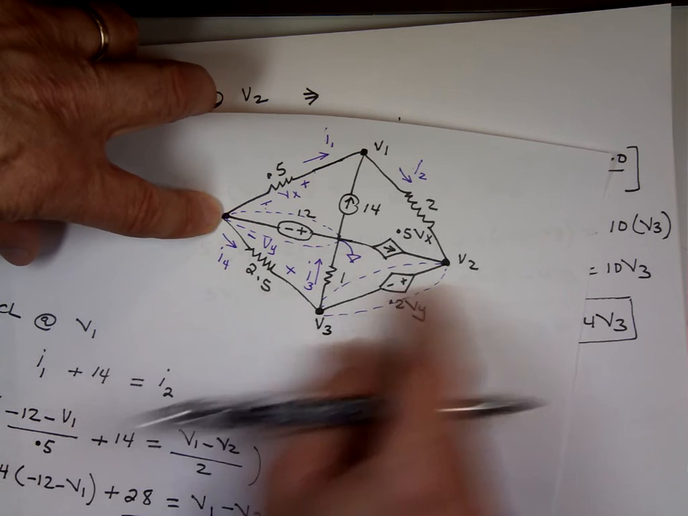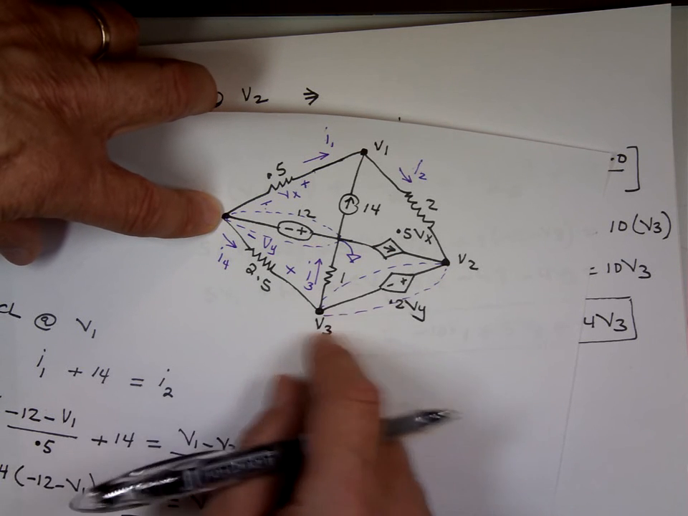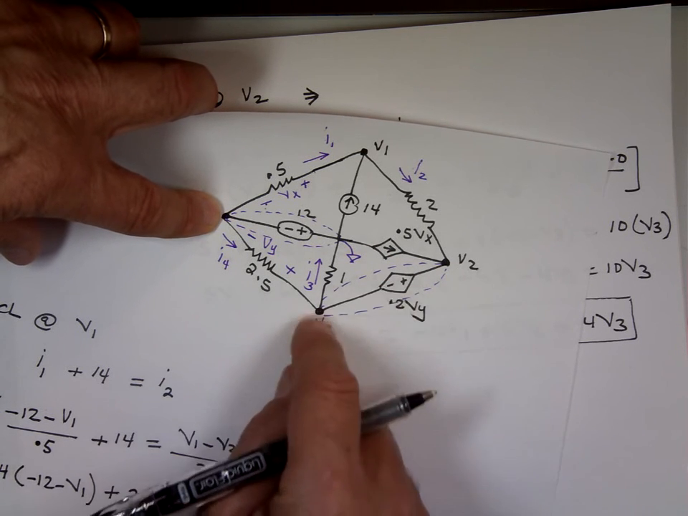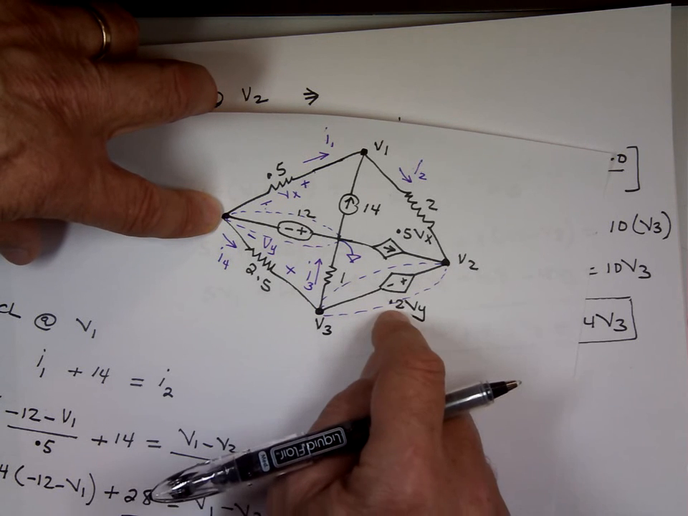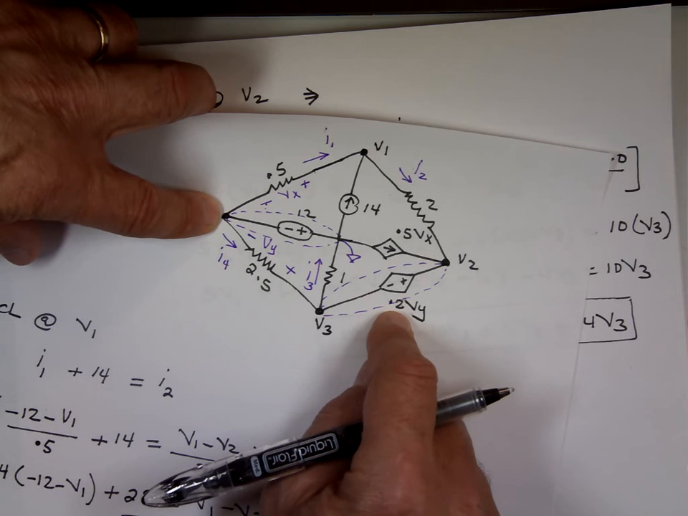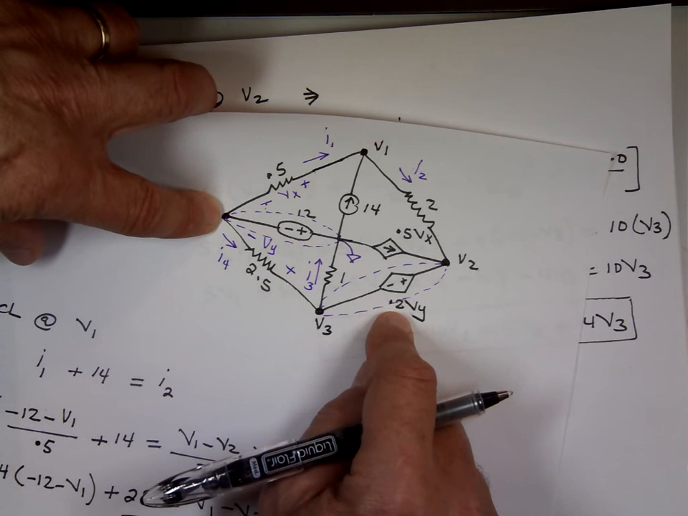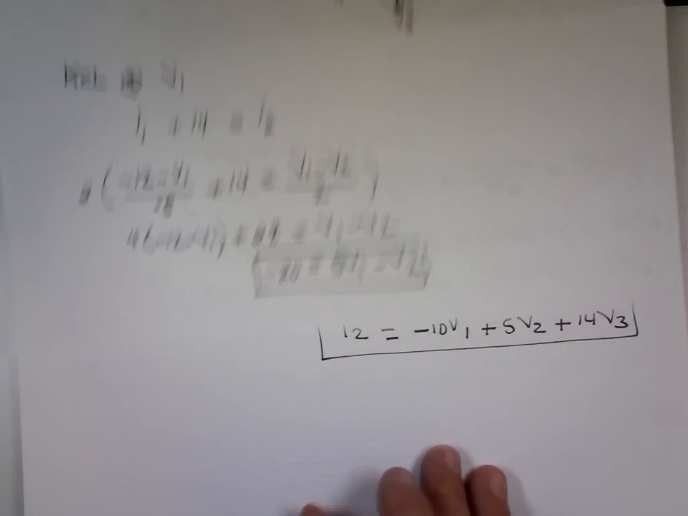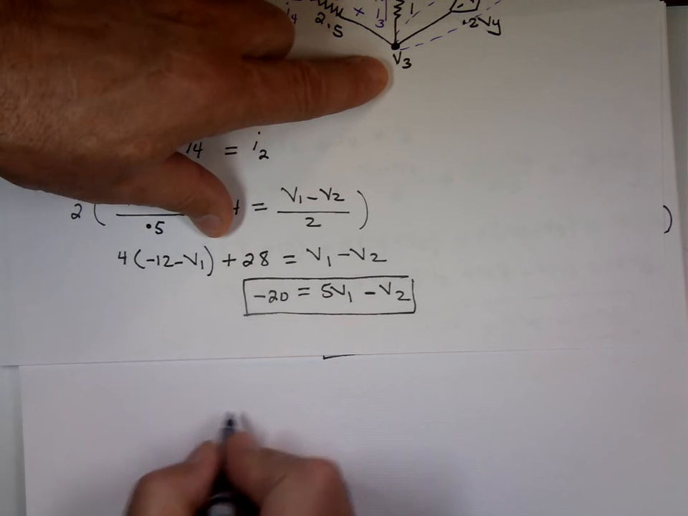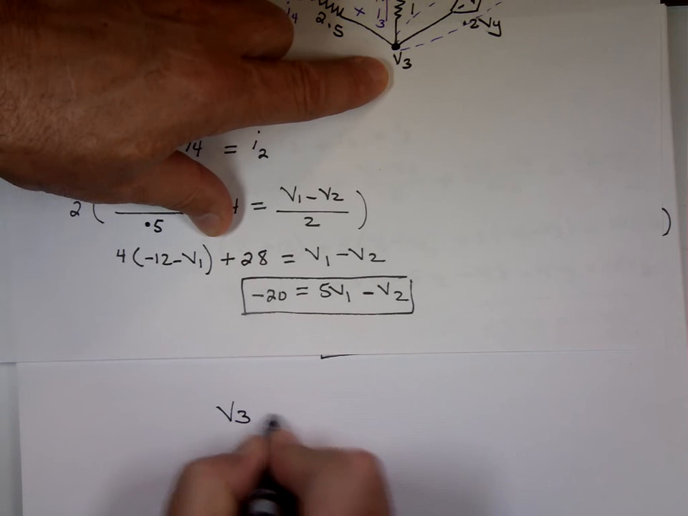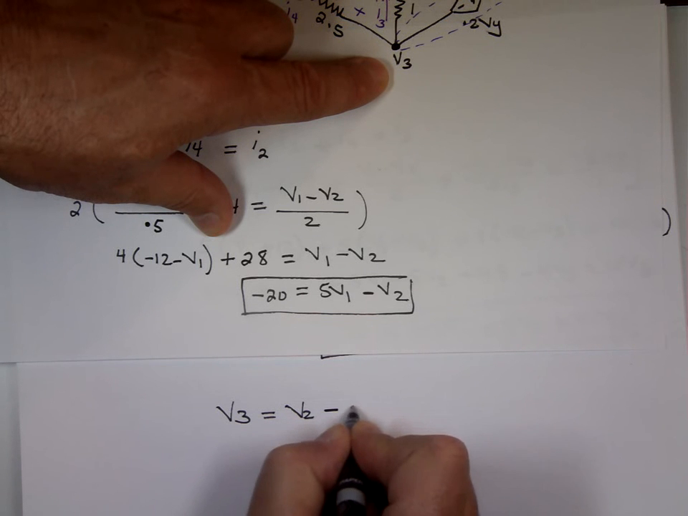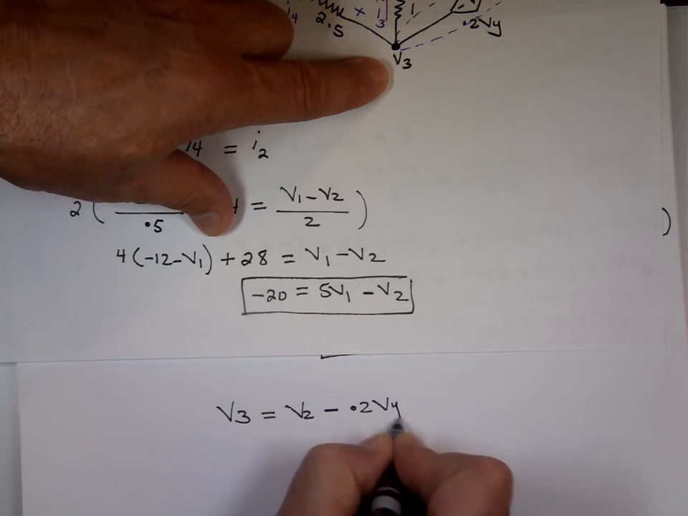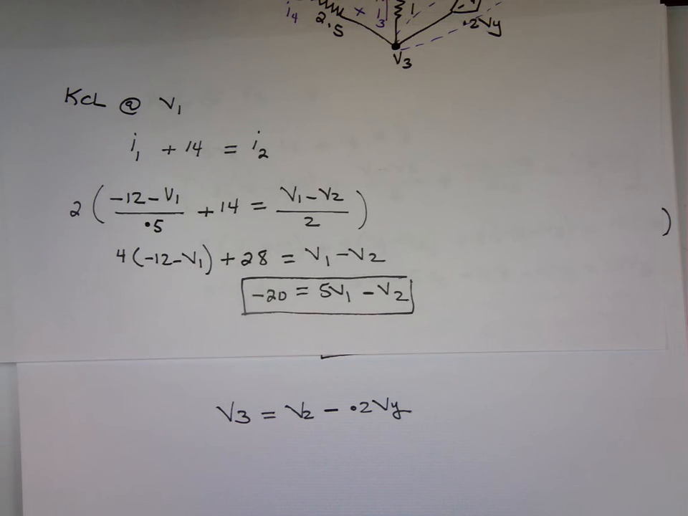It might be easier just to use that one. This is minus to plus. This end here is whatever this one minus that one. You can get your third equation much easier that way. So if I do that, I can write here V3 equals V2 minus 0.2 times Vy. But now I got a Vy in the problem. That comes from here.